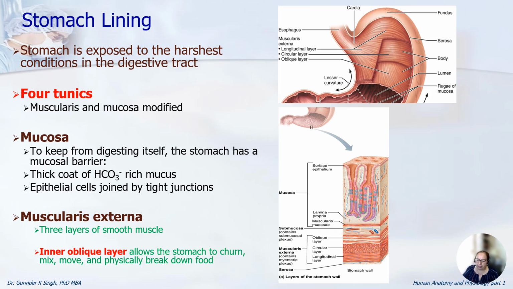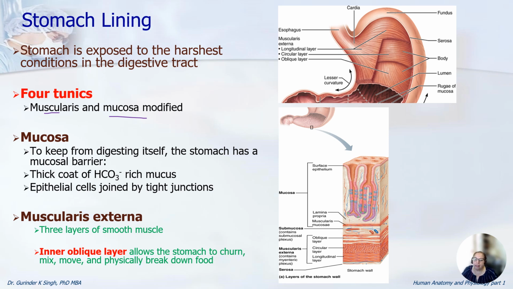Now let's look at the microanatomy of the stomach inside. So the stomach has the harshest environment in our body. Okay, it has an acid with a pH of 1 to 2, which is very, very strong, and I think all of us have experienced it whenever you have thrown up, it's extremely acidic in nature. So the stomach is made up of 4 tunics as such, but the muscularis and the mucosa are modified to deal with the acid it produces.